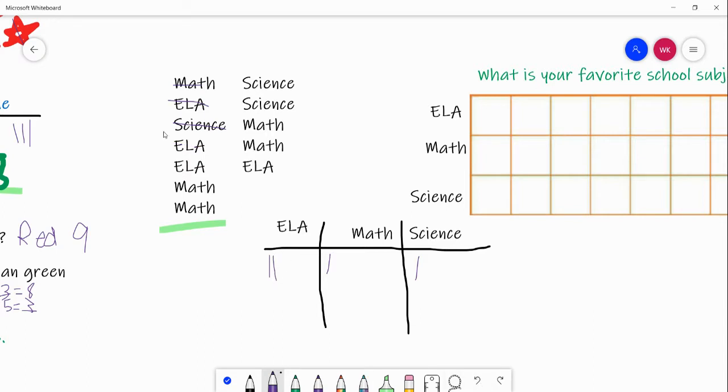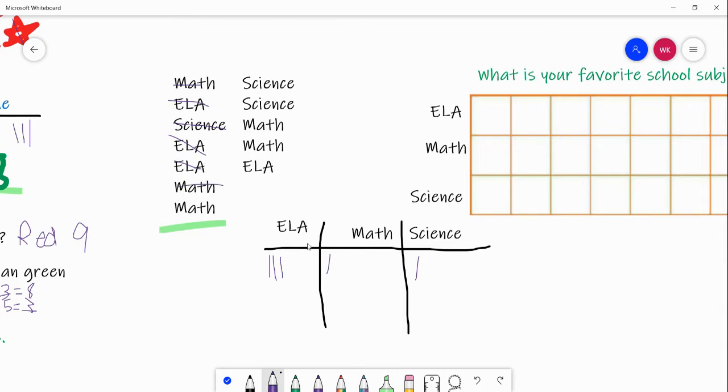So we had 1 ELA, 1 ELA, and I want you guys to also do this with me. So go ahead and pause the video if you haven't drawn this out. I want you to draw out this tally chart and do these tally marks with me, and then we're going to do this picture graph, all right?